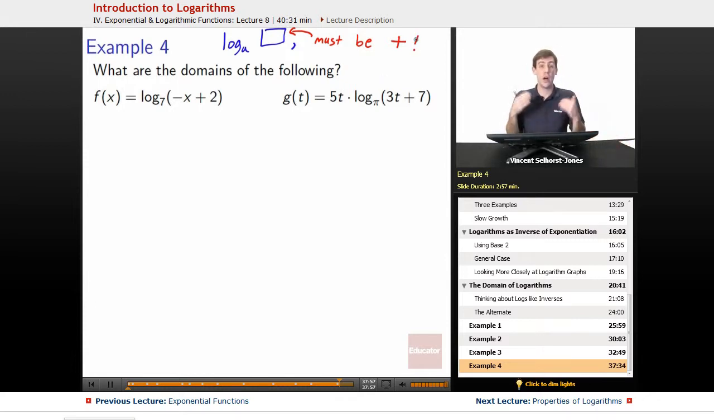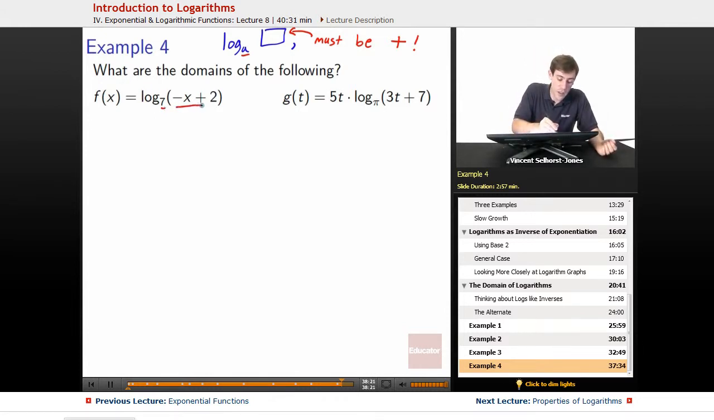Right? If we try to take the log of 0, it doesn't work. If we try to take the log of a negative number, it doesn't work. So you always have to take the log of positive numbers, whatever the base is. For any base, this is going to be the case. So it doesn't matter if it's base 7 or base 50 billion. Whatever the logarithm is operating upon has to be greater than 0, has to be a positive number.